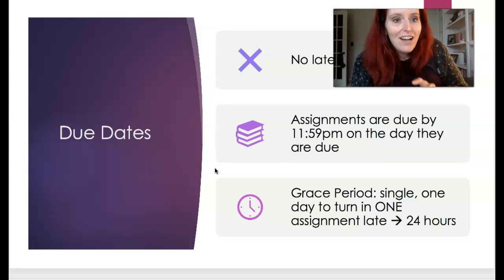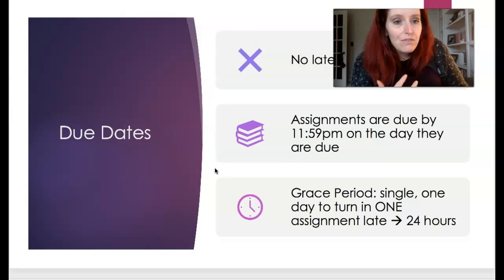on time. However, I know that this is not the only class that you are taking, and life happens, and so there is a grace period or grace day, whichever you want to call it, which is a one-time only chance to turn in one assignment 24 hours late. So if you didn't get a chance to submit your discussion board, you can turn that in 24 hours late to still get full credit.